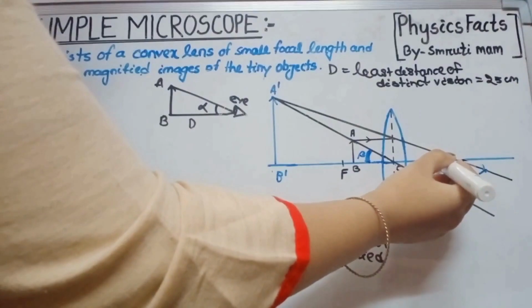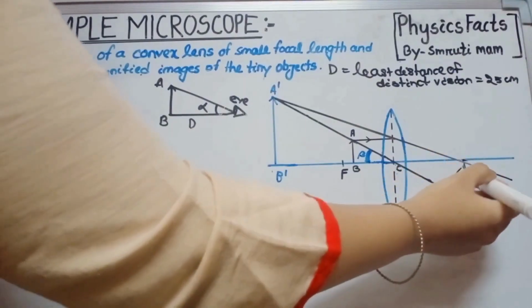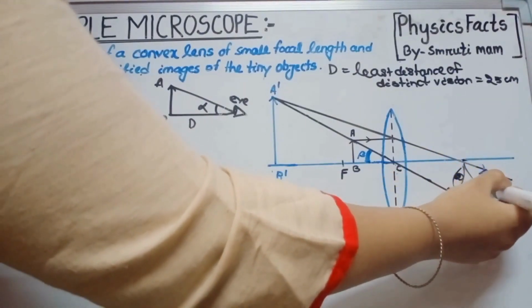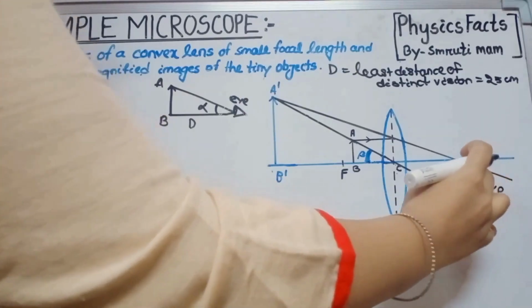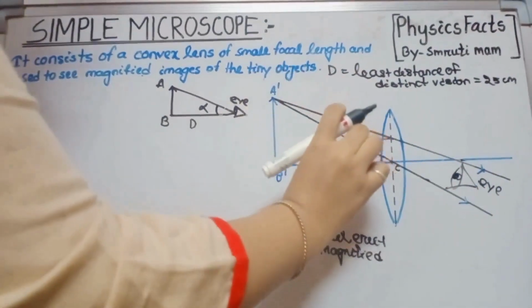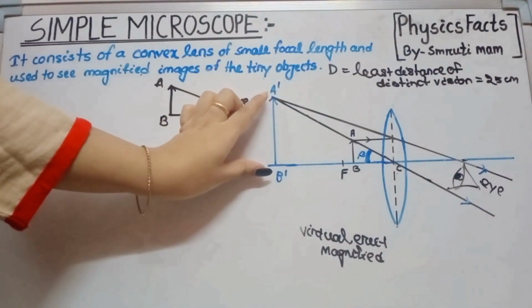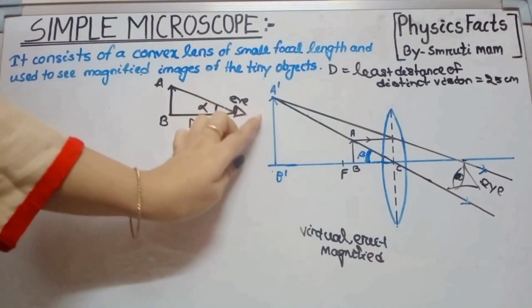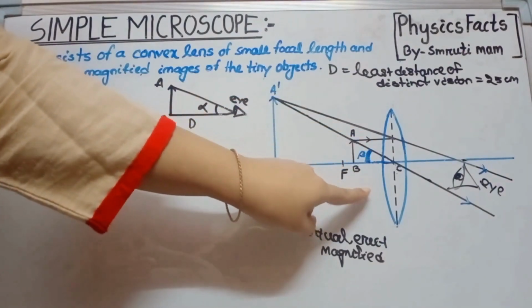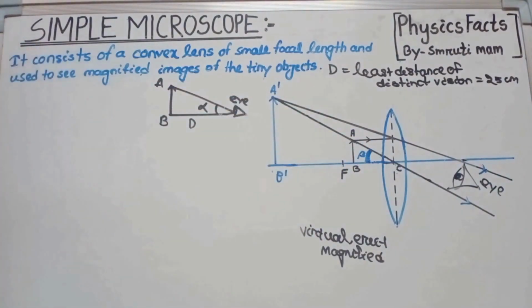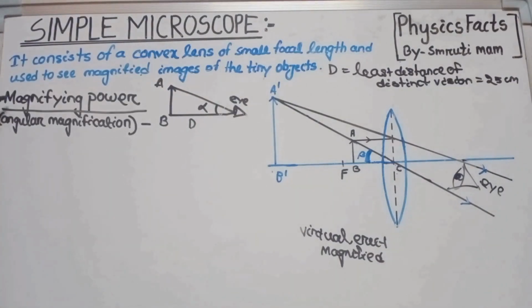And here is the eye, the person's eye. The person's eye can see the large image of this skinny object. Okay. Then how is that image magnified? What is the magnification of this simple microscope? We discuss in this topic. Magnifying power, or here we take it as angular magnification.